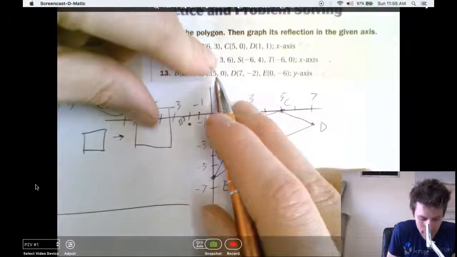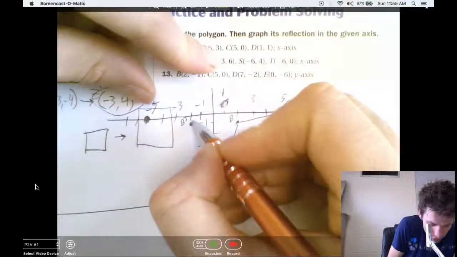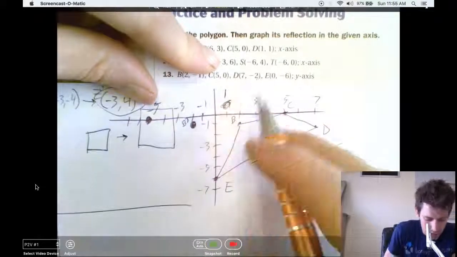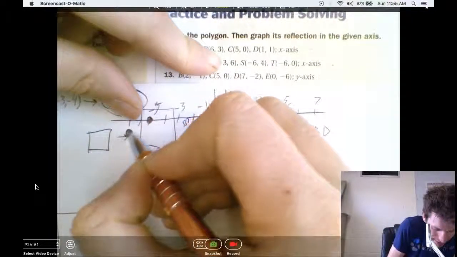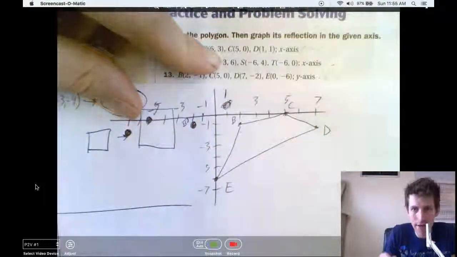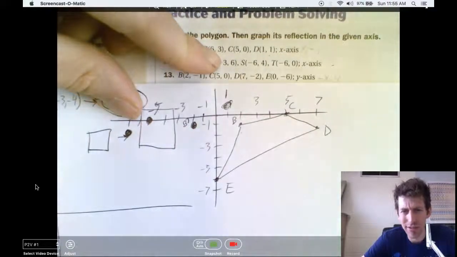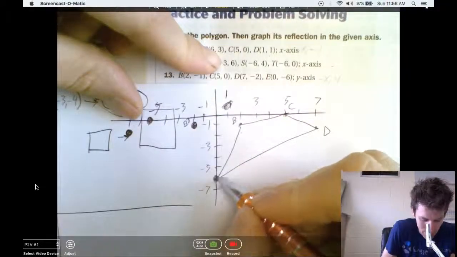All right, C, 5, 0 becomes negative 5, 0. Negative 5, 0 is right there. I'll try to make this bigger for you. 7, negative 2 is negative 7, negative 2 right there. And then what's negative 0? Is there such a thing? No, it's just 0. So this stays 0, negative 6. So that point just stays right there.